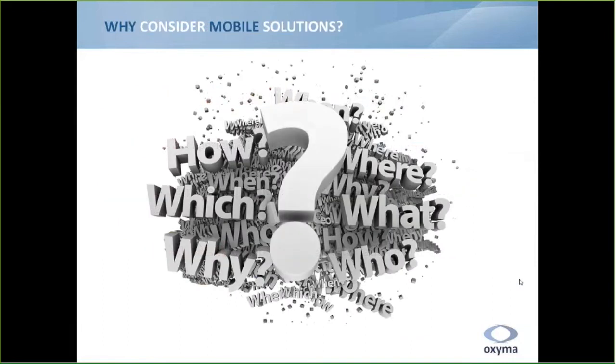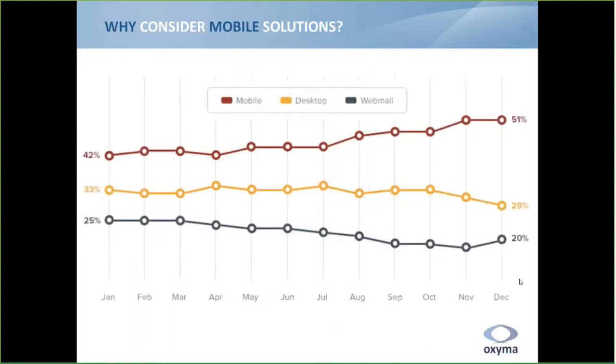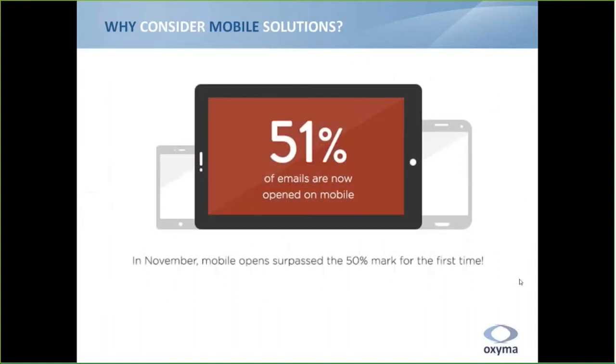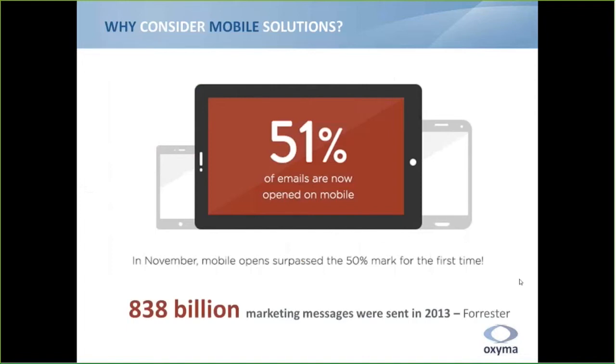Okay, so first thing we're going to look at is why you should consider mobile solutions. In the last year and a half to 2 years, mobile has just taken off rapidly. There's now around 51% of all opens are on a mobile device. That's much more than desktop or webmail. So that's 51% of all marketing messages sent last year. How many marketing messages alone were sent last year? Around 838 billion marketing messages were sent in 2013, according to Forrester.